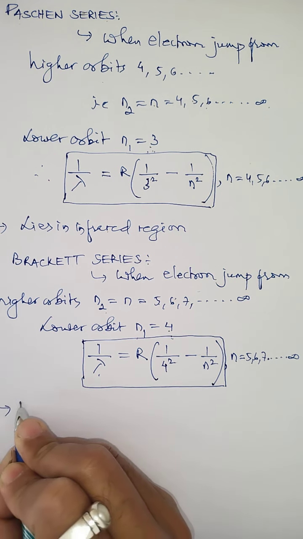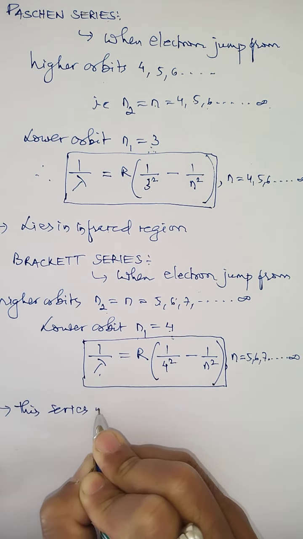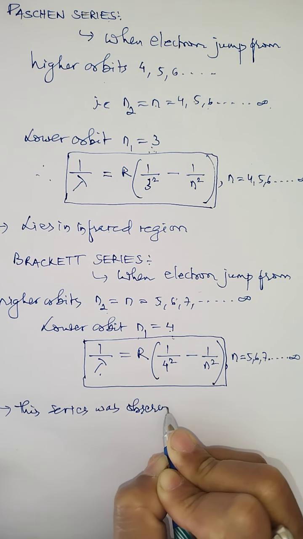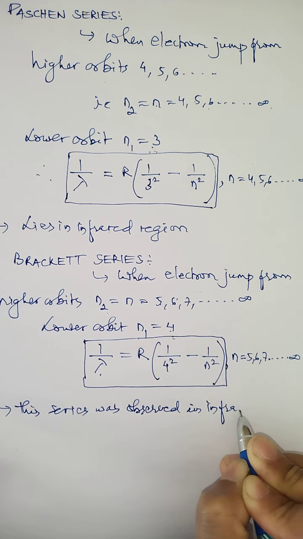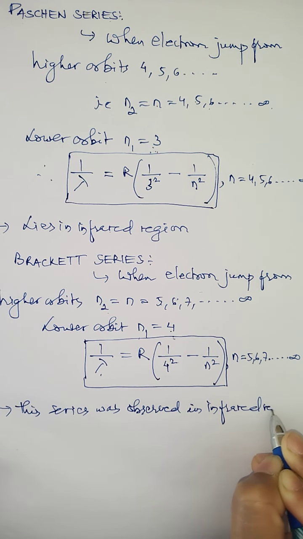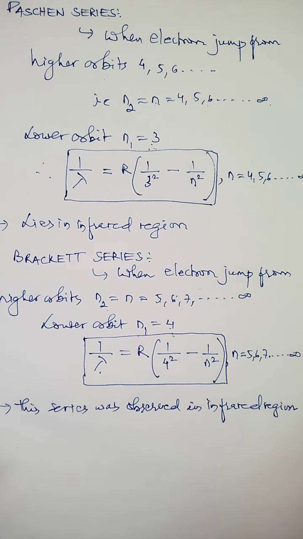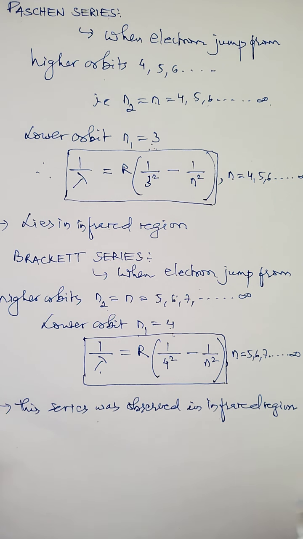So remember, this series was also observed in which region? Infrared region, one of the types of electromagnetic spectrum. Because the infrared region has the longest wavelength, that's why the Brackett series also falls under the infrared region.